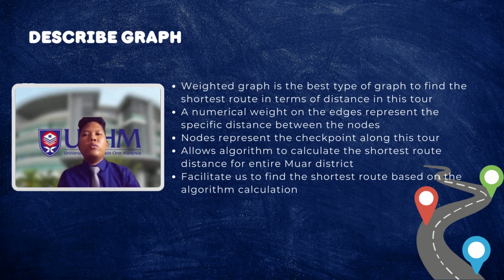Algorithm calculation will facilitate us to find the shortest road tour because it will start from the node Homestay Parit Bugis and reach all of the nodes, and the path with the minimum total weight will be considered as the shortest road.